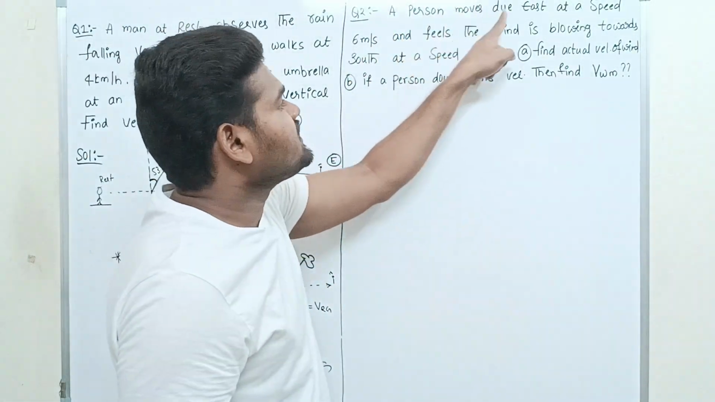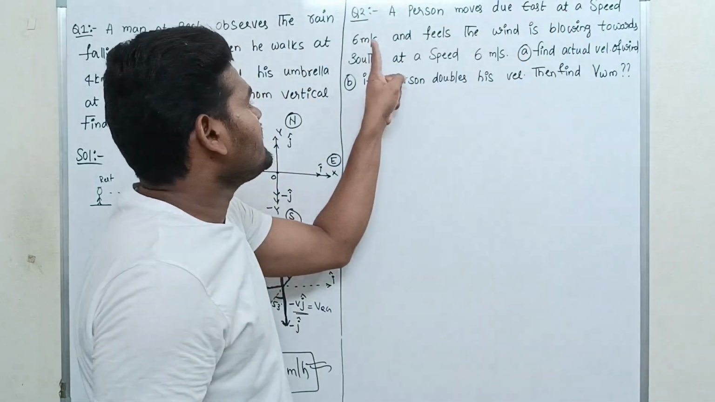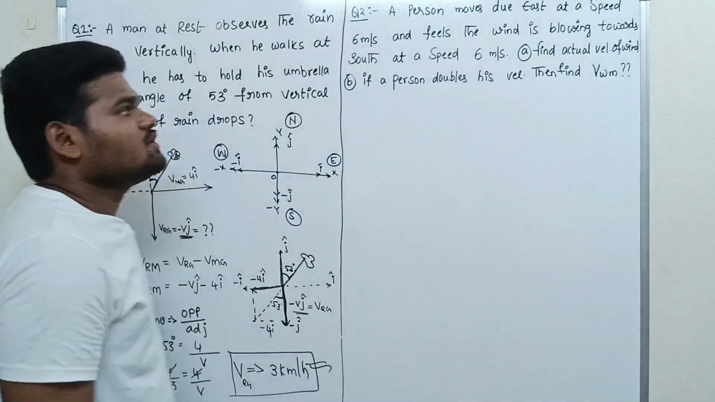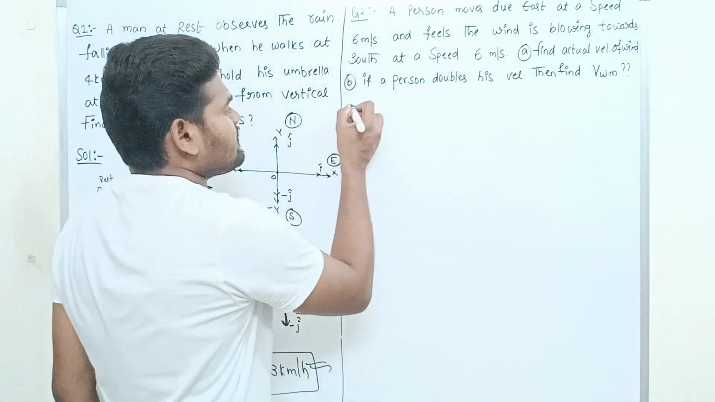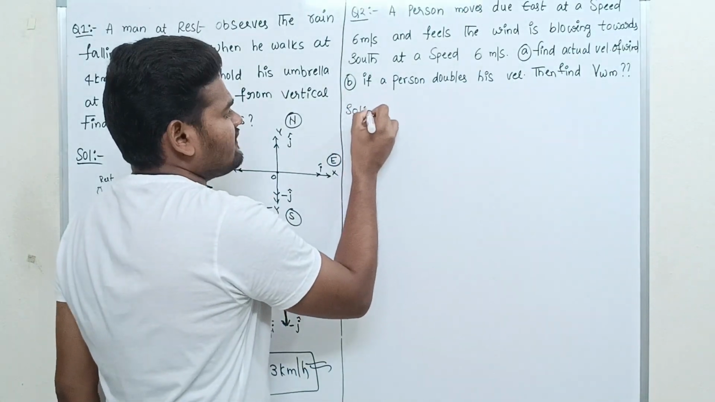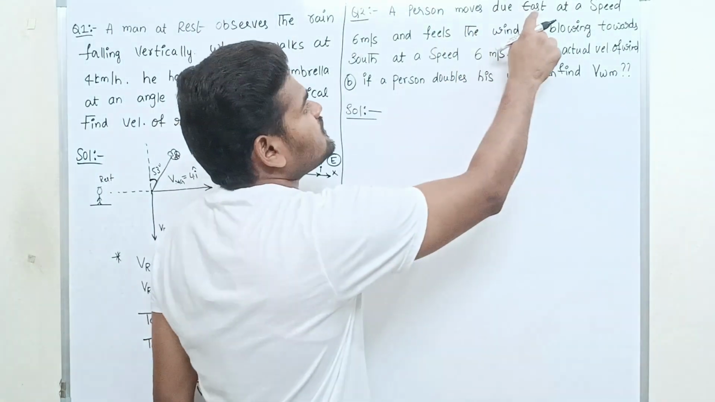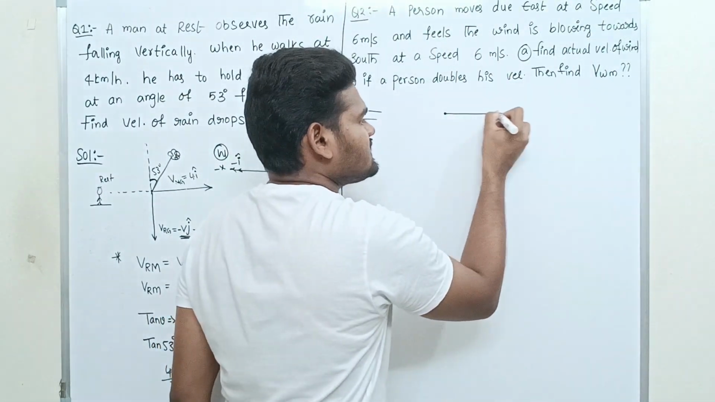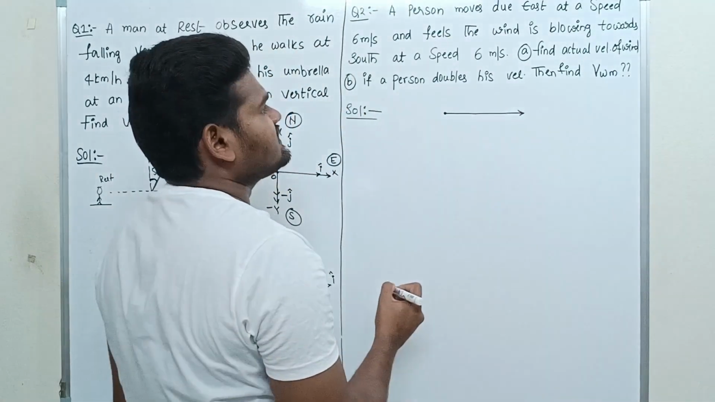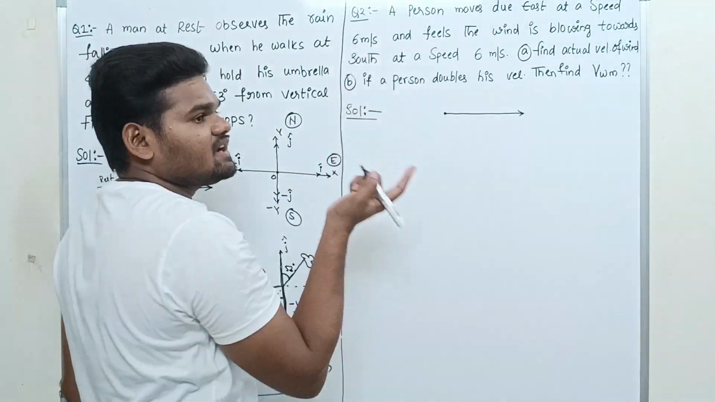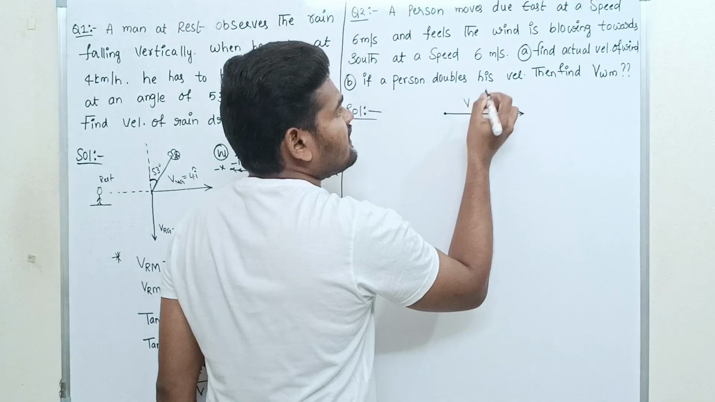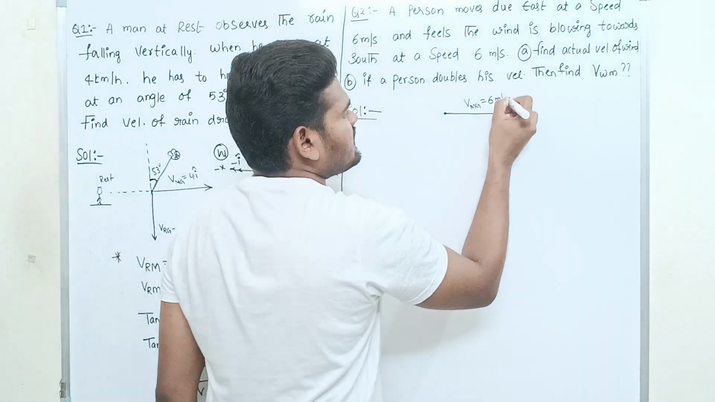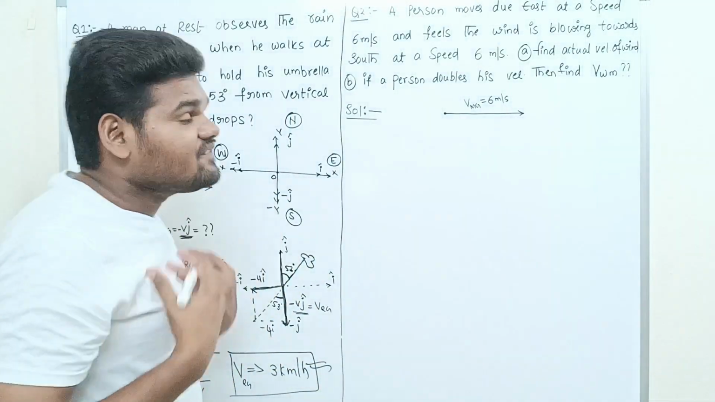A person moves due east at a speed 6 meter per second and feels the wind is blowing towards the south. Okay. So have a look. I'm going to draw the diagram based on the given question. A person moves due east. So here is a person. This person is moving towards east direction with a speed 6 meter per second. So velocity of man with respect to ground, how much? 6 meter per second.